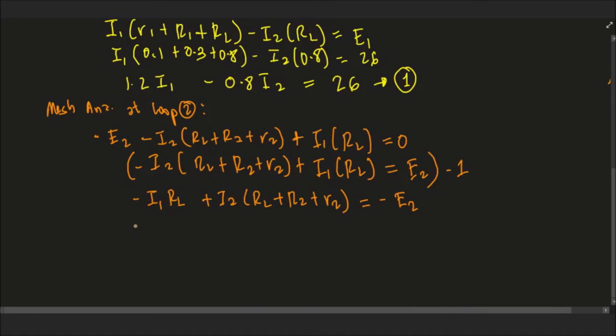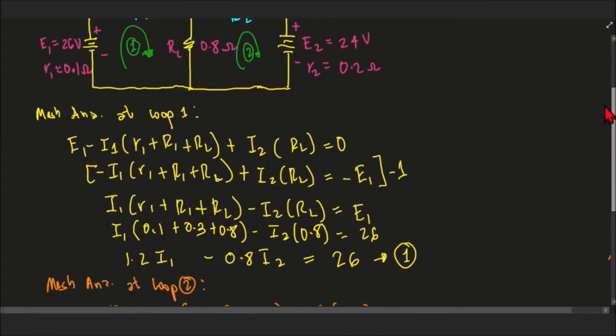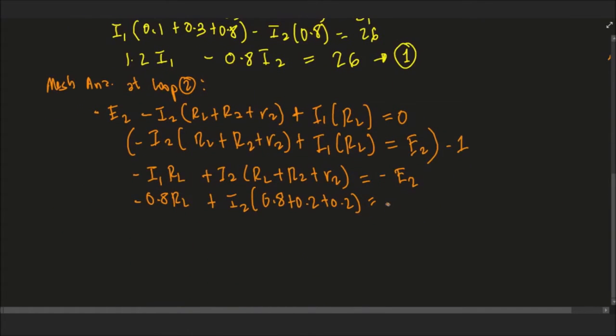So we have negative 0.8 I1 plus I2 times, so 0.8 for RL, and our R2, the internal resistance, is 0.2. And our voltage E sub 2 is 24, so negative 24. Just simplify this. We get the sum of this group: 0.8 plus 0.2 is 1, plus 0.2 is 1.2. So 1.2 I2 is equal to negative 24, and this is equation number 2.